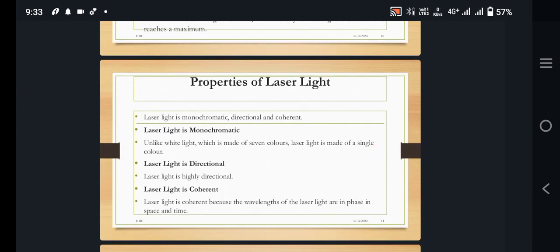There are properties of the laser light. Laser light is monochromatic, laser light is directional, laser light is coherent, it is highly directional.